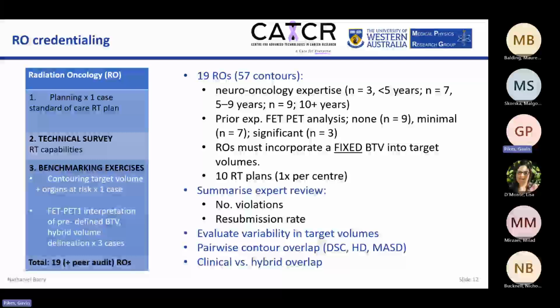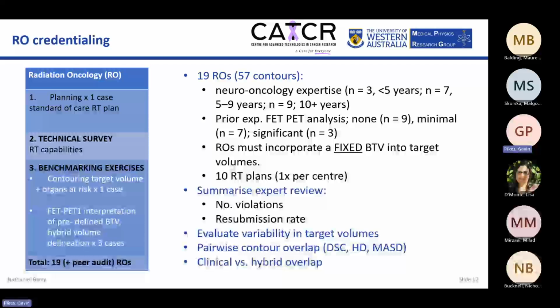Now onto radiation oncology credentialing, a similar analysis to nuclear medicine physician credentialing, but we also had the clinicians do contouring of organs at risk as well as the usual clinical target volume delineation using MRI. But then what we did was incorporate a fixed BTV into that delineation process as well.